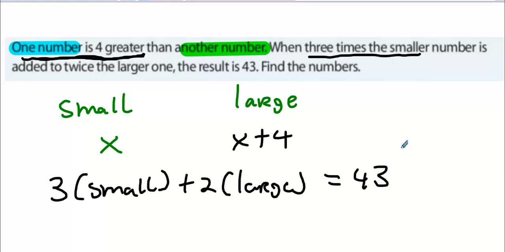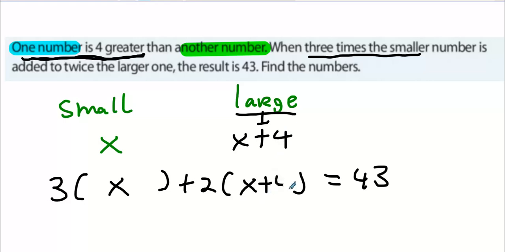What letter do I exchange the small with? What letter should go here instead? X. And what should go in instead of large? Nope. Look directly above. What's the large number? Yeah. So we're nearly there. What's 3 times X? 2 times X. And then 2 times 4?